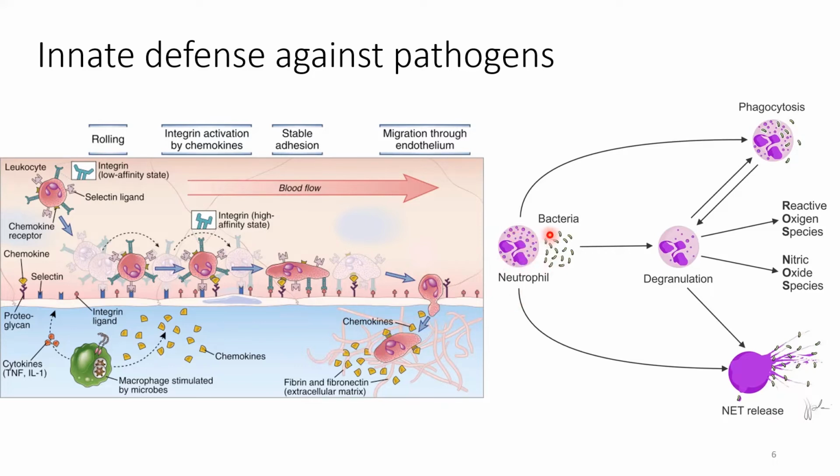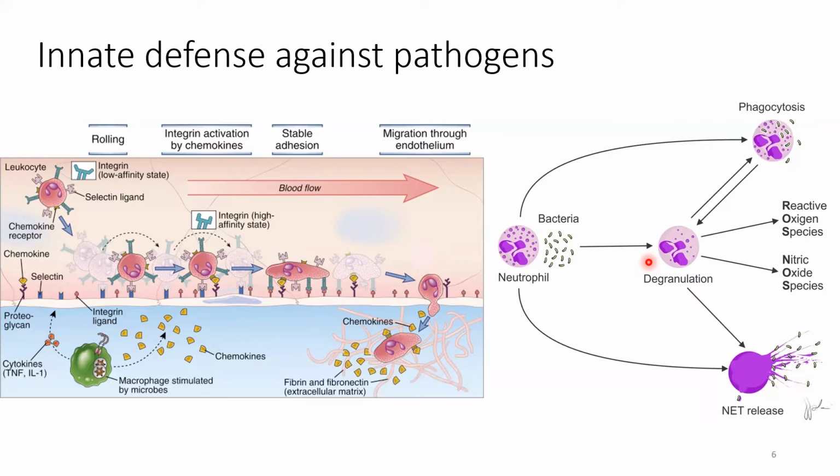So in bacterial infection, as I said, neutrophils play a major role in the immune response in order to clear the bacteria. They may use phagocytosis to engulf and digest the bacteria. If neutrophils get hyperactivated by bacteria, they can release mediators from their granules.